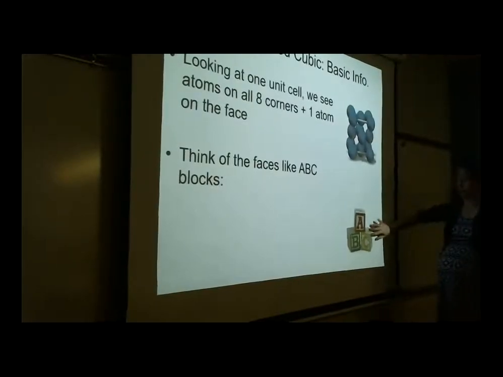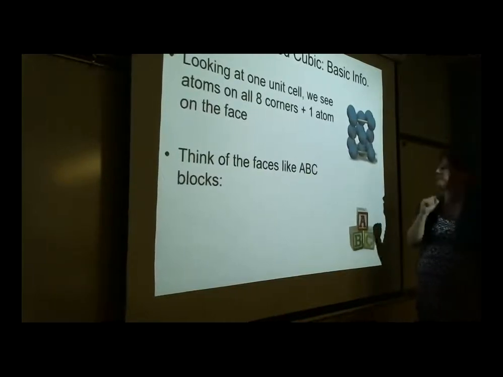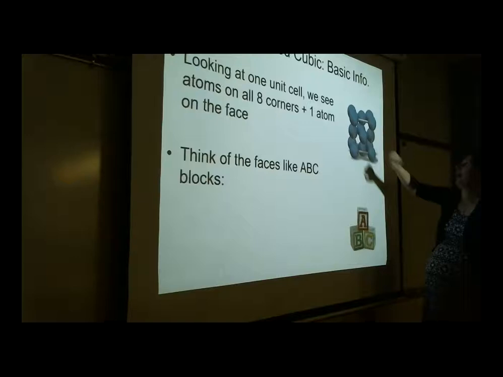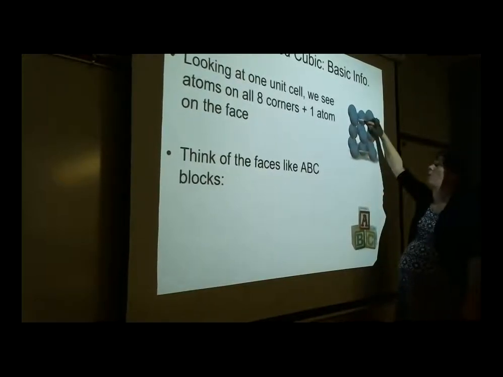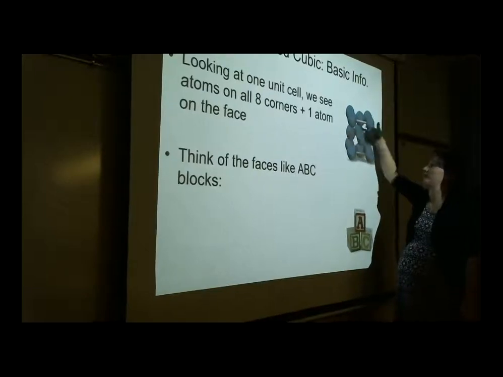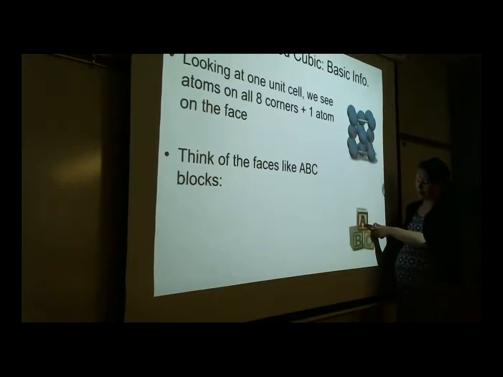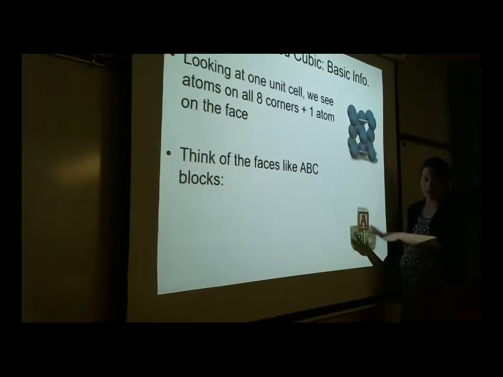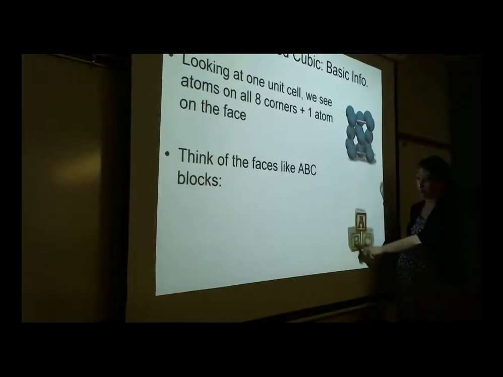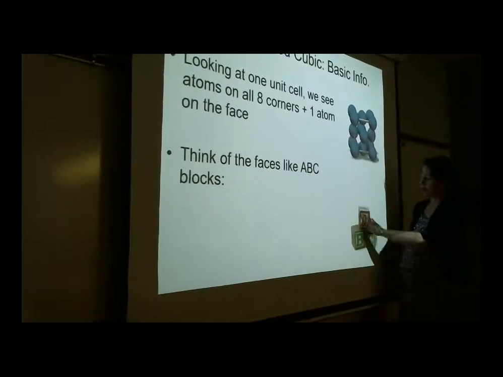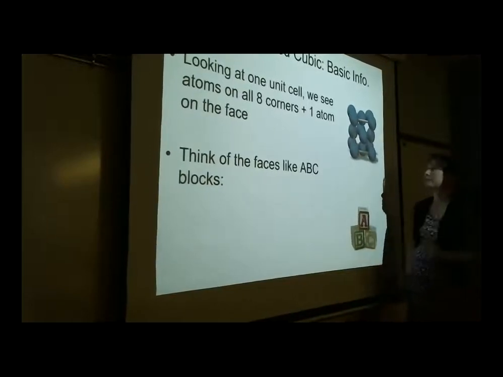That's a nice representation of the face-centered cubic. So face-centered cubic, see, you've got a picture. I like to bring the real thing, though. It's just better to see it and touch it. Face-centered cubic has 1 on every corner, plus it's got 1 on every face. Right? So if you're looking at these blocks that babies play with, this would be a face, this is a face, this is a face, this is a face. So you've got 1 on every corner, plus you've got 1 on every face.